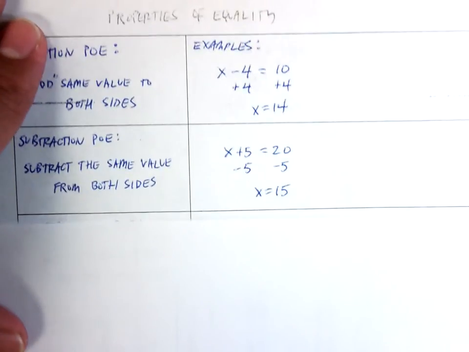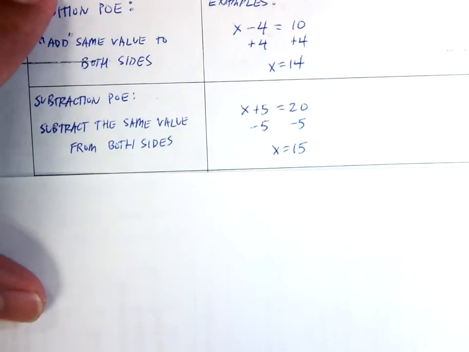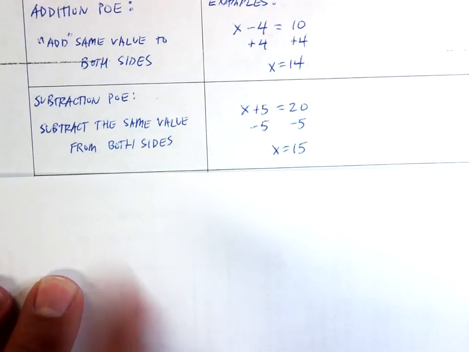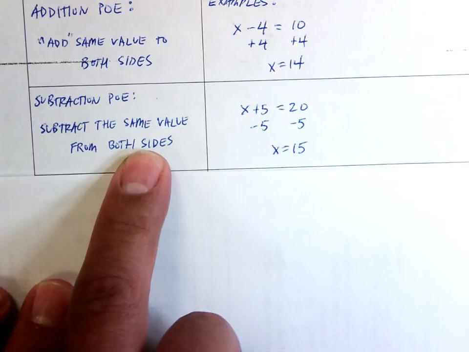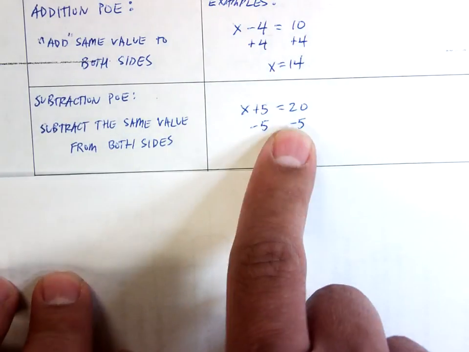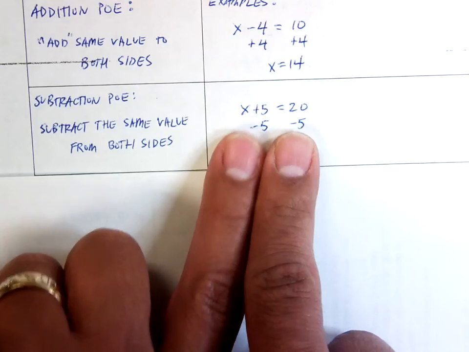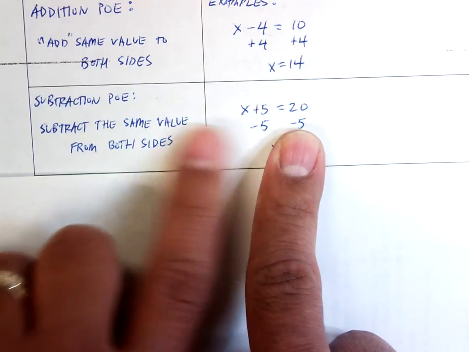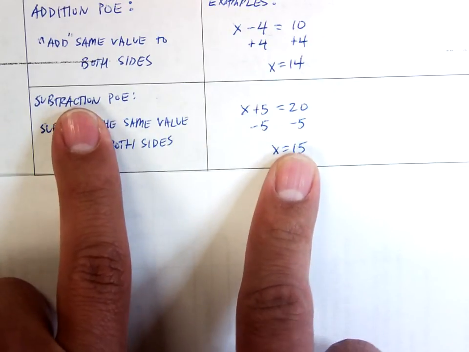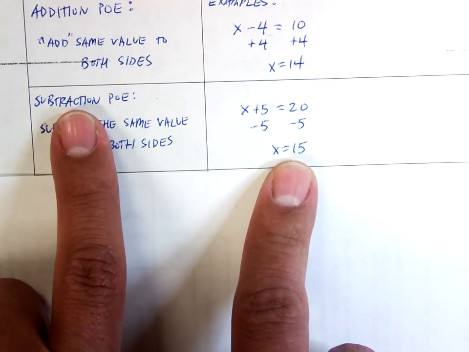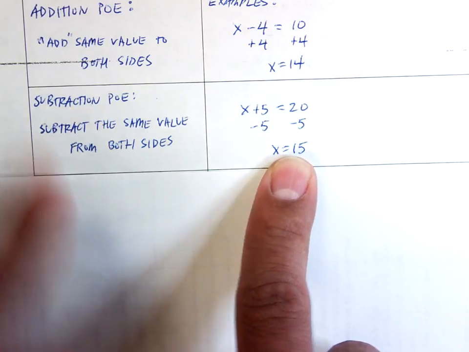Okay? Well then, shouldn't be too hard to think that there's also a subtraction POE. So again, subtracting the same value from both sides. So if I have x plus 5 equals 20, again, I subtract 5 from both sides. Why can I do that? What's my justification? Because of the subtraction property of equality. So again, my answer would be x equals 15.